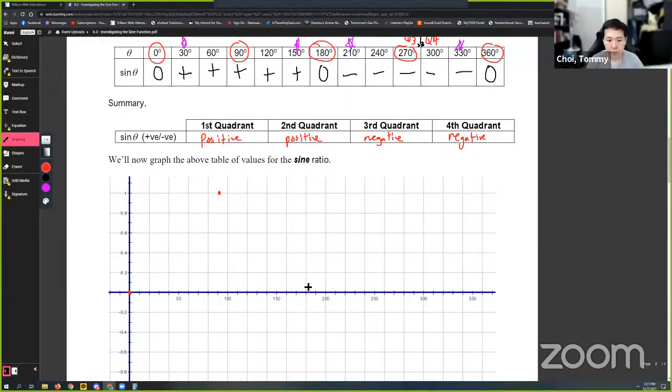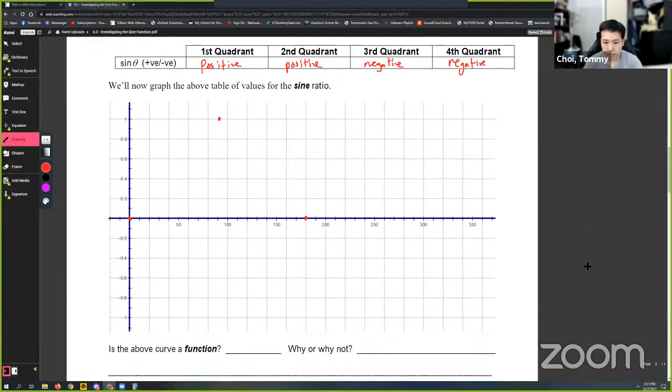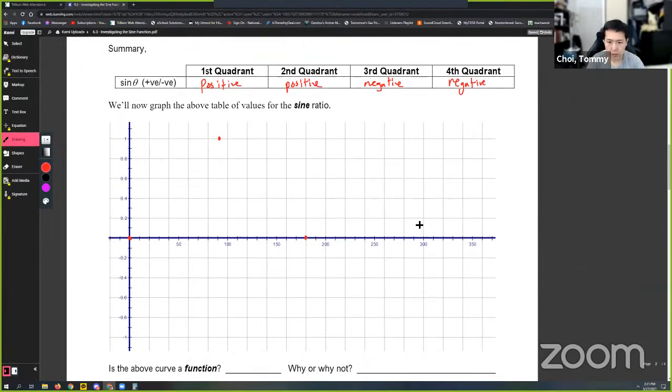And then at 180 degrees, which is right here, it's back to 0. And then at 270, sine 270 is negative 1. So I'm going to find 270 on the x and negative 1 on the y, which is right here. And then we have 360 is back to 0. I think you guys can see a pattern here.